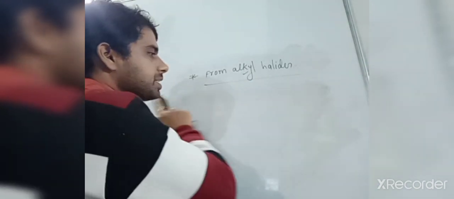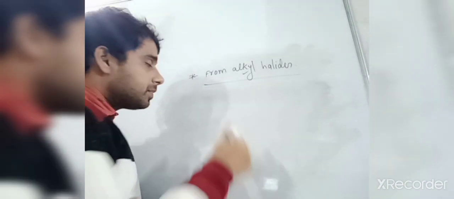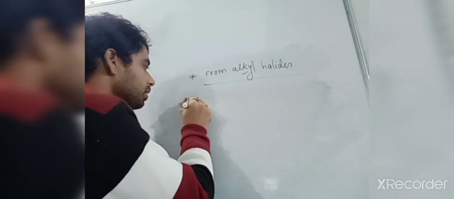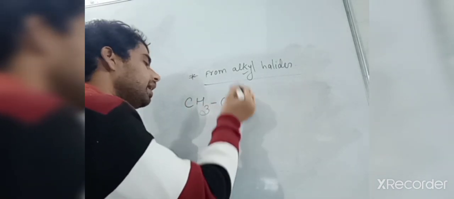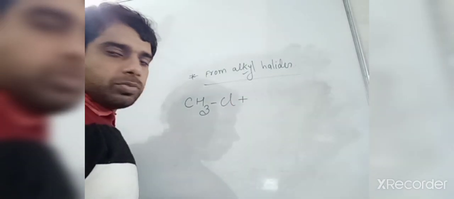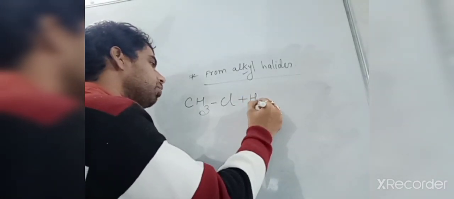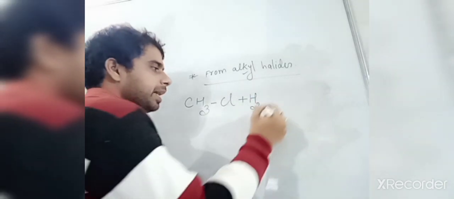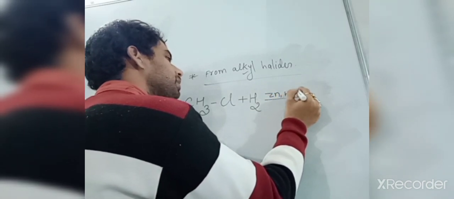So first of all, we will talk about the reaction between alkyl halide and zinc. Here I have written CH3Cl, and this is one of the reducing types of reaction. I have added hydrogen gas to this one, and zinc and H plus I have taken.